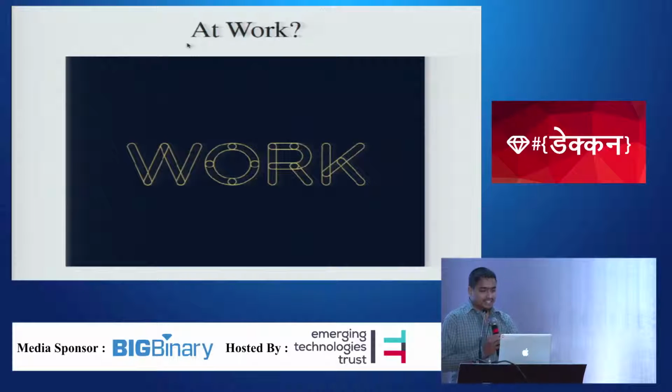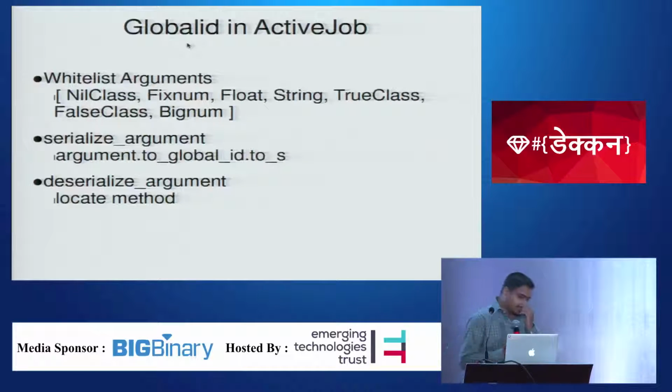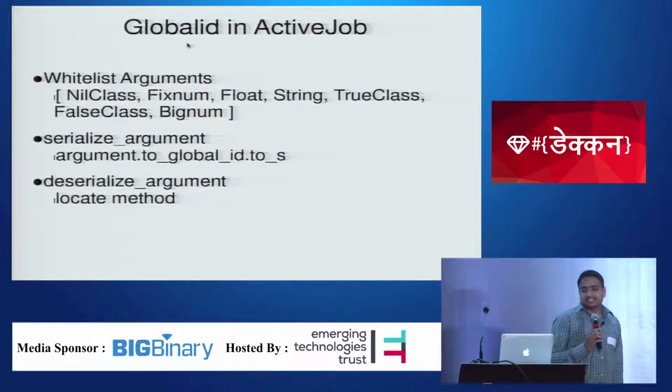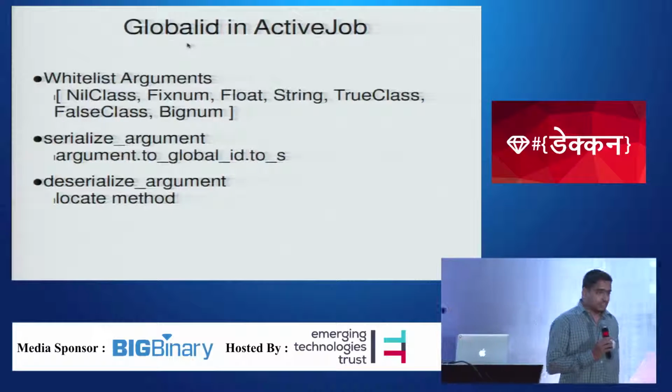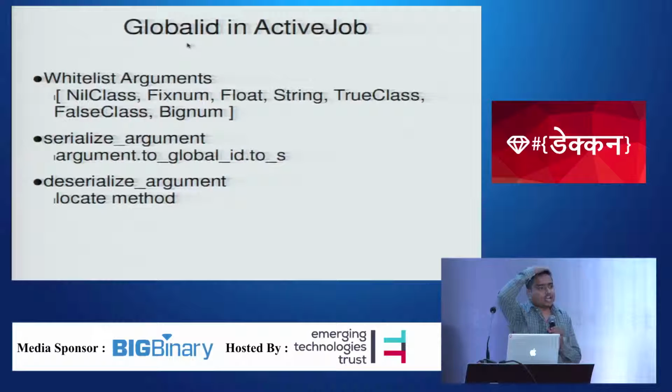At work, by this I mean, what comes to your mind at work? Active Job, workers, yes. Whitelisting arguments. That means internally Active Job only allows these 6 to 7 classes. And then what about the Active Record object? What it does is serialize it. That's the global ID string, which is of the class String. Deserializing your Active Job objects is done by the locate method in Global ID.